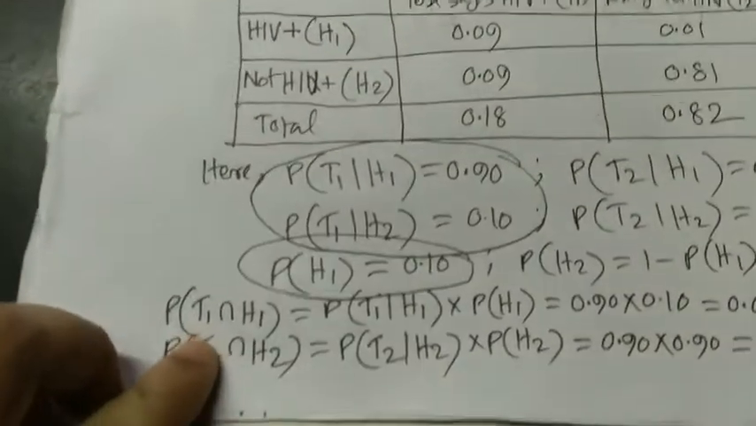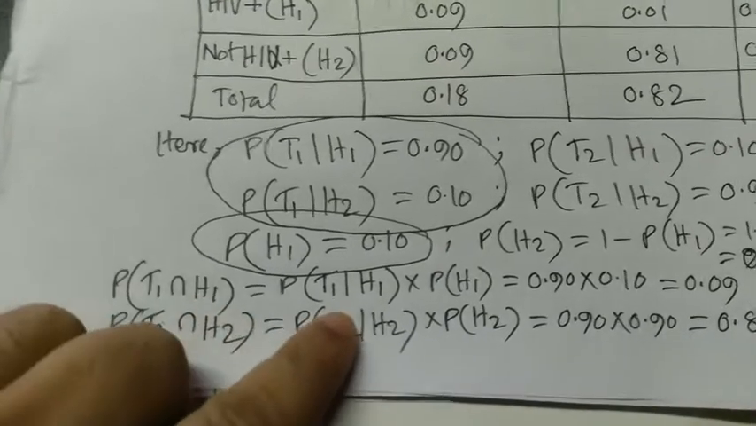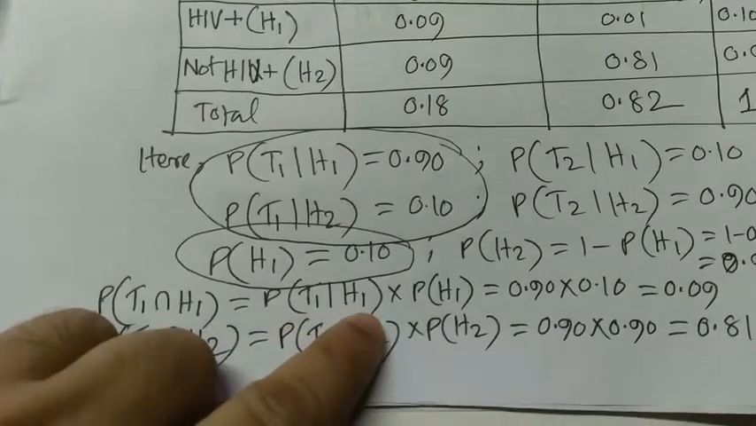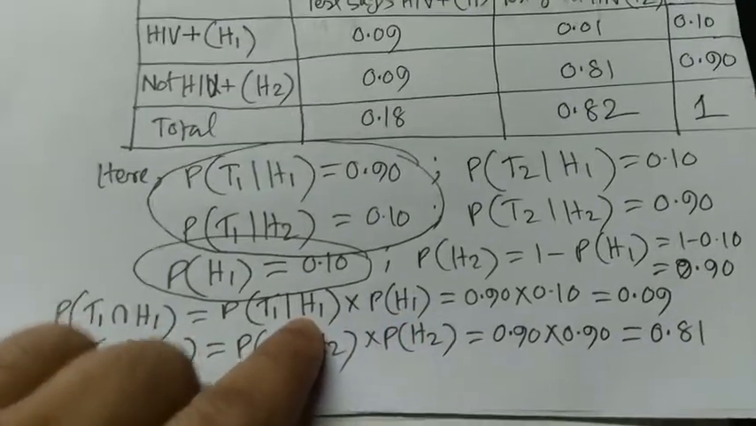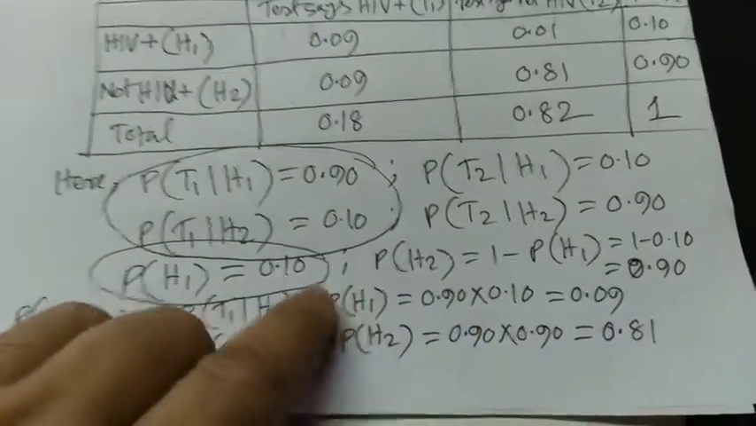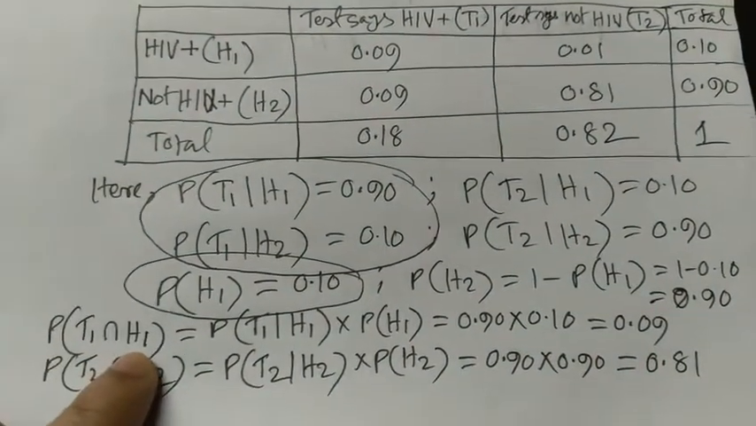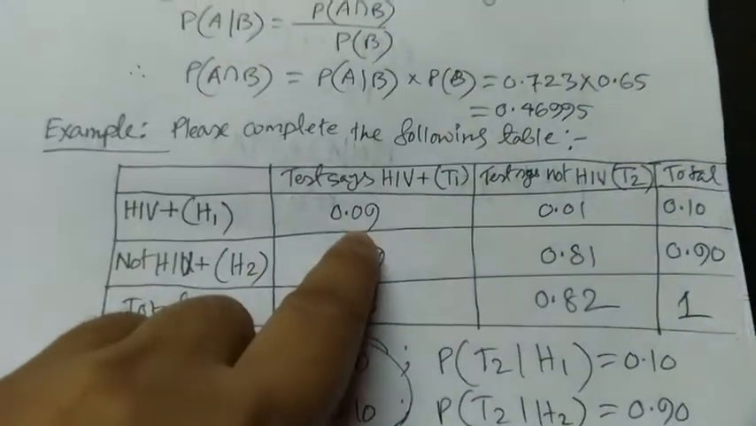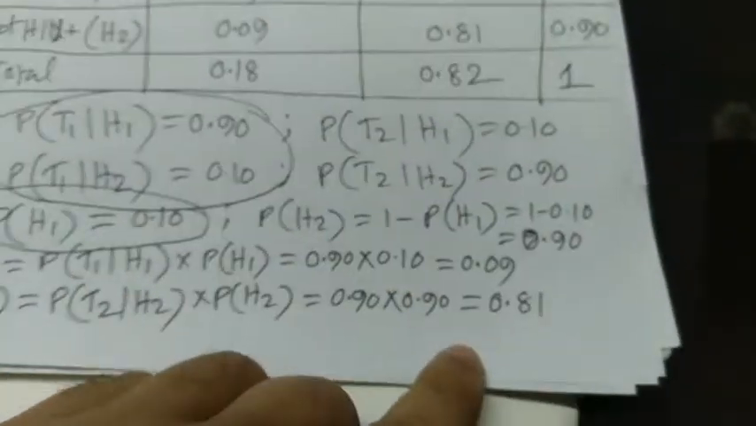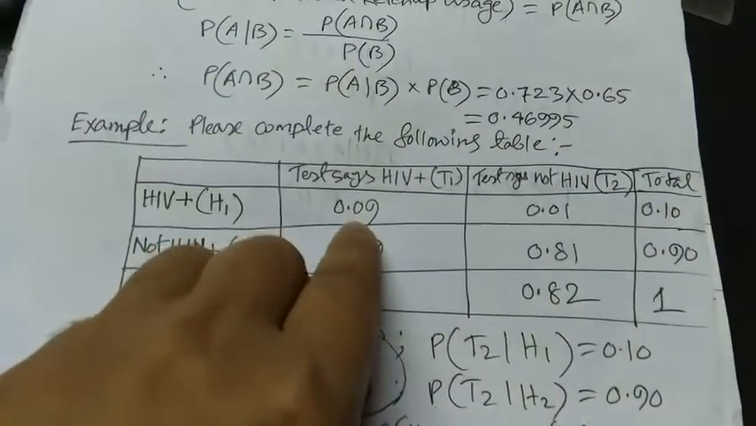So we know that probability of T1 intersection H1, the formula is probability of T1 given H1 multiplied by probability of H1, the given part. So probability of T1 given H1 we already know is 0.90, probability of H1 is 0.10, so that means 0.09. So probability of T1 intersection H1, that means both T1 and H1, is 0.09. So this is 0.09 here.